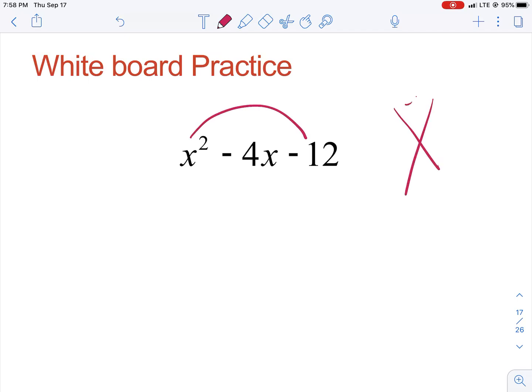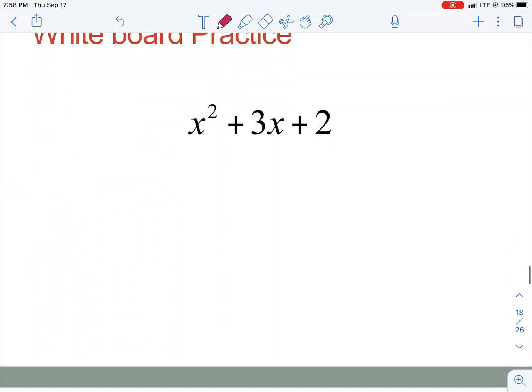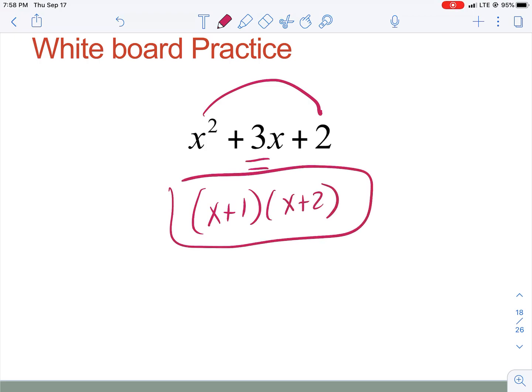Factors of, if you want to do it this way, negative 12, that add up to negative 4. My factors would be a negative 6 and 2. And since it has an x squared, I would just do x minus 6 and x plus 2. So try that one. Pause. Factors of 2 that add up to 3 would be x plus 1 and x plus 2. Those are my factors of 2 that add up to 3, and I'm done.